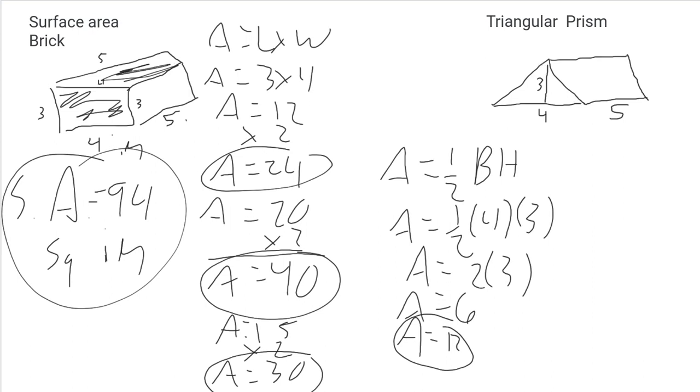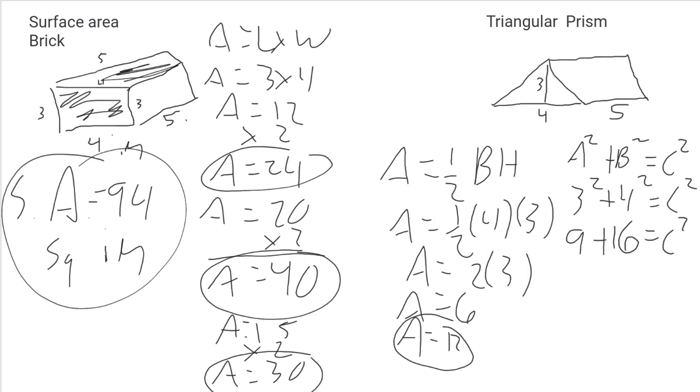Next, we have to figure out this section right here. To figure out that section, if they don't give it to us, most of the time they will, we would say a squared plus b squared is equal to c squared. So a is 3, b is 4, and c we do not know. So 3 squared is 9, plus 4 squared is 16, is equal to c squared. 9 plus 16 is 25. And then to get rid of a square, we square root. What we do to one side, we have to do to the other. So this side is also 5.